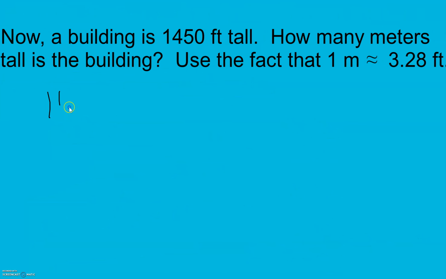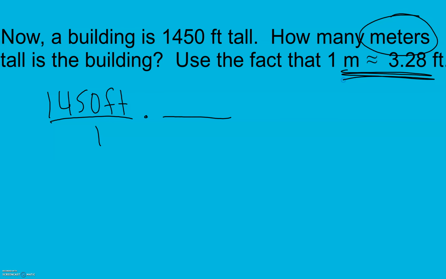Now, a building is 1,450 feet tall. That's what we start off with. We're going to multiply by our conversion factor. We want to know how many meters, given the fact that 1 meter is 3.28 feet. So, meters is what we're looking for. It goes on the top. Feet is our other part of our conversion factor, the other unit we know. And since we're multiplying fractions, we multiply straight across. And that allows us to take anything divided by itself to cancel each other out. 1 goes with meters, 3.28 goes with feet. We multiply across here.